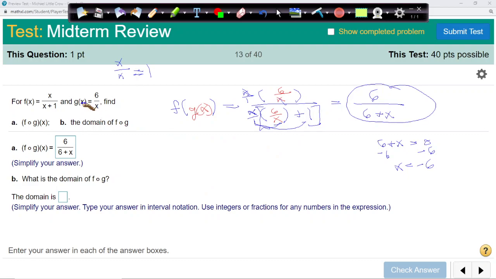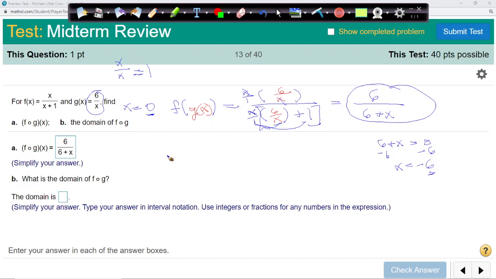However, we also have to look at the very first input. Notice we had 6 over x, and even though it simplifies, the value of x that gets plugged in first goes into the g first. So we also have to look at the input function, and that tells us that if x were equal to 0, we'd get undefined right away. The end result we could put it in, but again, it passes through the g, so we need to remove both 0 and negative 6.